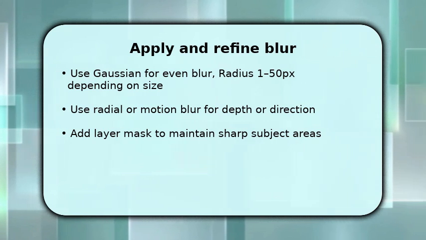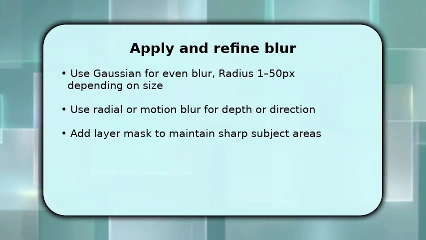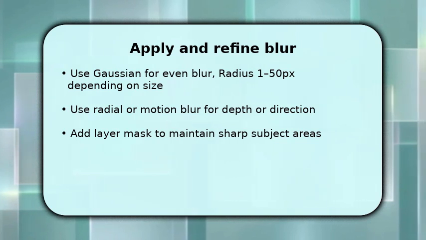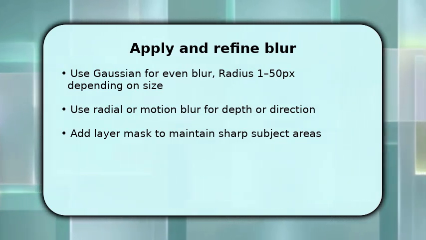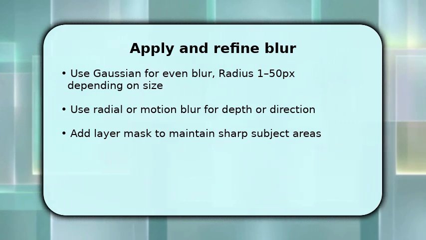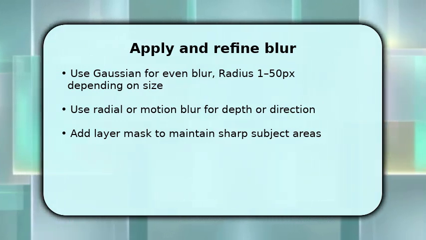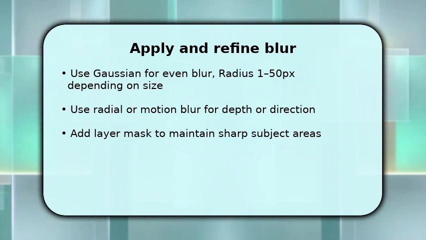As you go, add a layer mask and paint with a soft brush at varying opacity to reveal sharp regions. This lets you keep eyes or edges crisp. Make sure to zoom in and out while refining because perceived blur changes with zoom level.